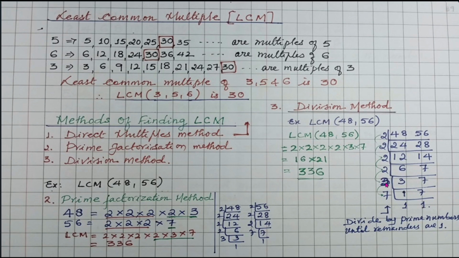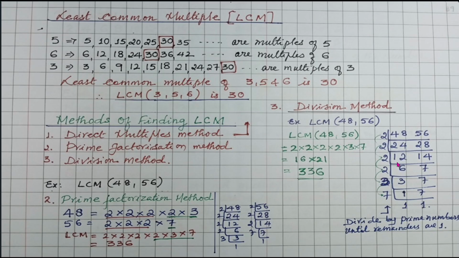Again continue. Now further 3 1s are 3, then 7 remains, 7 1s are 7. So keep dividing by prime factors until you get 1, 1 as the remainder. Divide by prime numbers until we get the remainder as 1. And then after that, multiply 2 into 2 into 2 into 2 into 3 into 7. We get what is called the LCM of the two numbers 48 and 56.